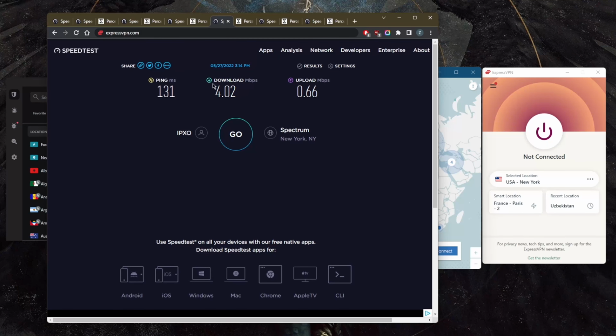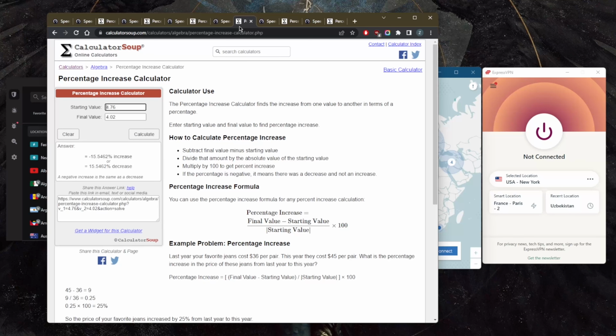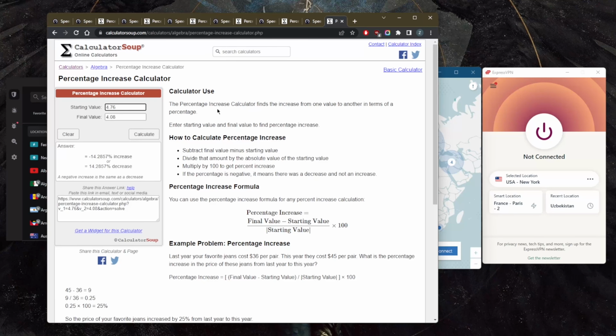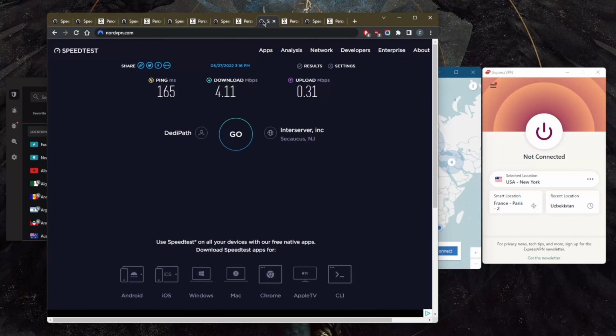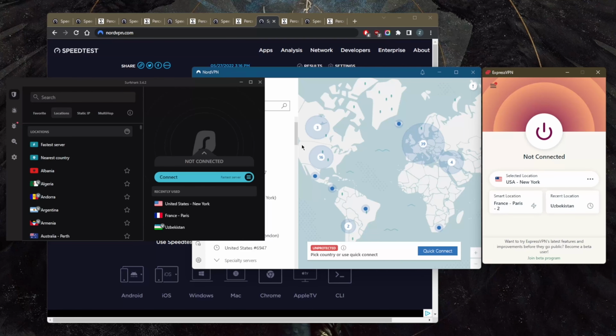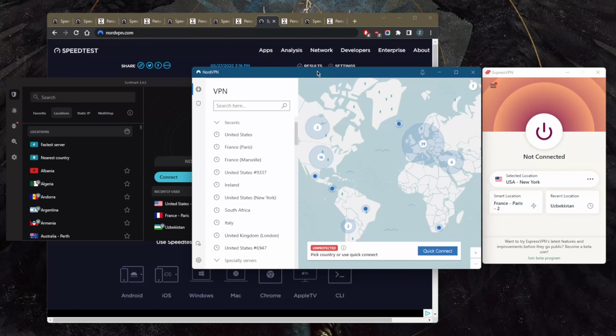All right, so moving on now with the New York server with ExpressVPN, we've got a 15.5% decrease. With NordVPN, it's a 13.65% decrease and a 14.28% decrease with Surfshark. So we can overall say that NordVPN is going to be the fastest one, followed up by Surfshark and not very far behind ExpressVPN. They're almost equal, except that NordVPN is in the lead, but overall they're all pretty fast.